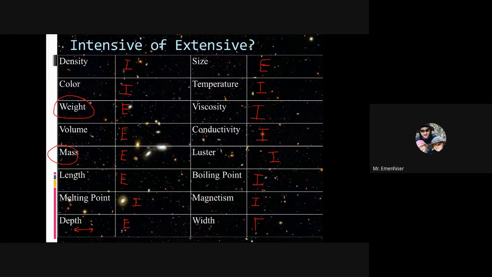And then width is extensive, because you're measuring the size of something, which certainly depends on how much you got. Because the bigger the object, the more you have, then the bigger the width. So that's extensive. All right. So that's kind of our new stuff.